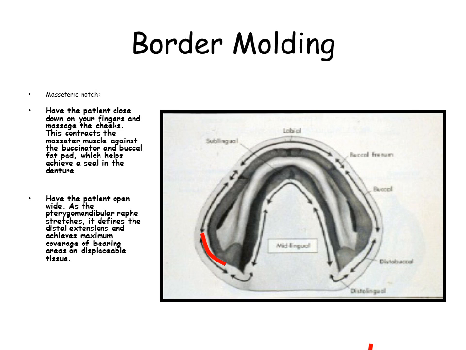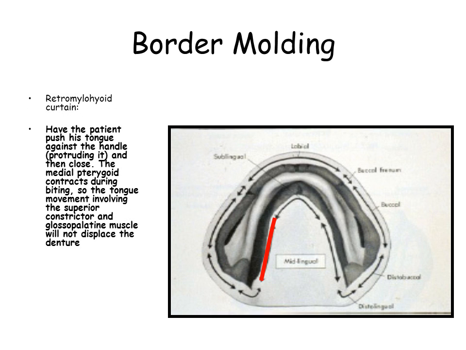To record the mesenteric notch area, ask the patient to open and close. Next, the retromylohyoid curtain area. Push the tongue against the tray handle and then close.